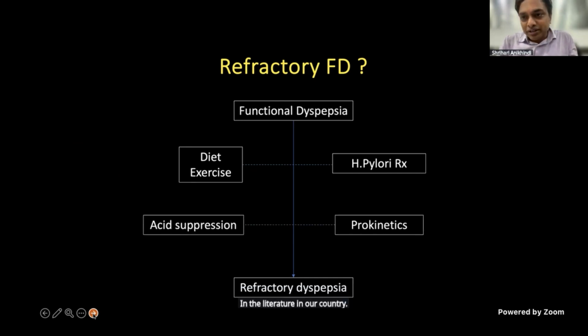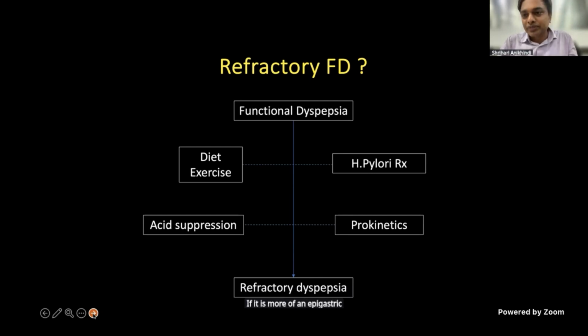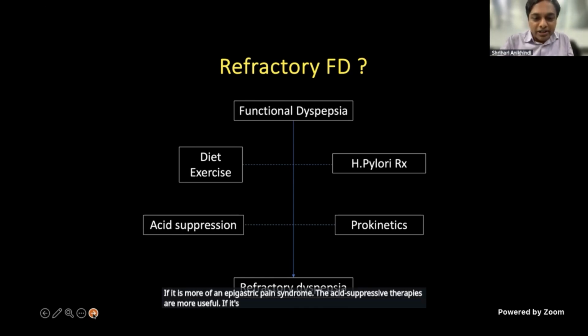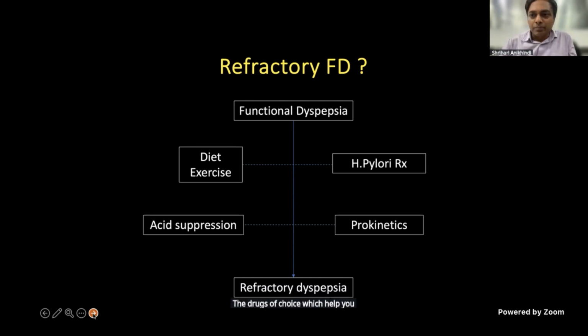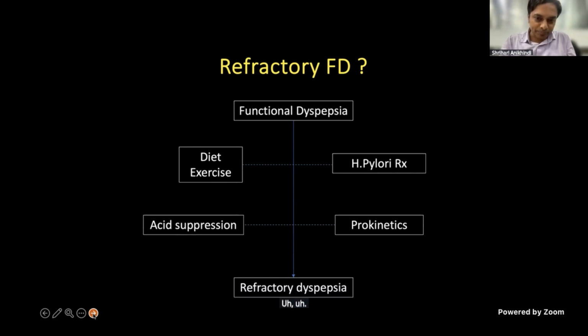So after we have done this, then based on the type of morphology that Dr. Umesh commented upon, you use either an acid suppression or a prokinetic. If it is more of an epigastric pain syndrome, the acid suppressive therapies are more useful. If it's a postprandial distress syndrome, the prokinetics are usually the drugs of choice which help you in managing a patient with a postprandial distress syndrome kind of functional dyspepsia, right?